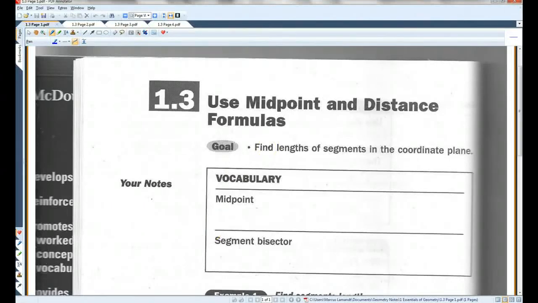Alright, if you guys could please turn to the page in your notes, it looks like this. 1.3, use midpoint and distance formulas.